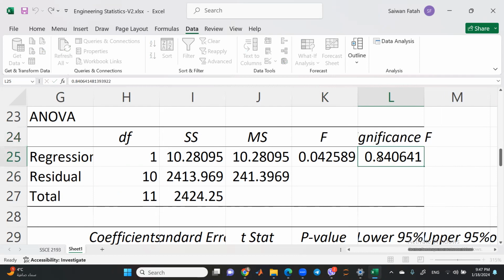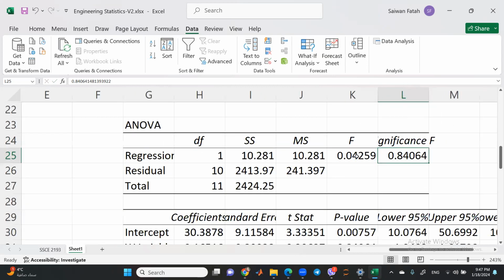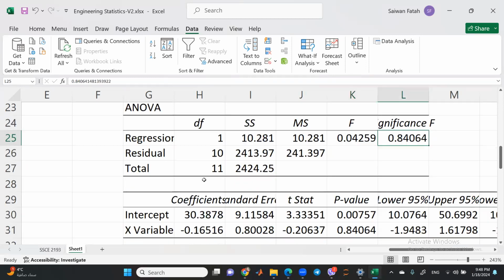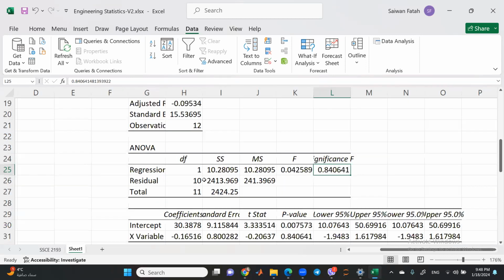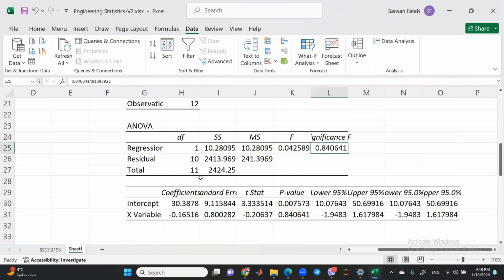This is significance F. Now, we say if the F test is greater than significance, we reject H naught. But if it's less than significance, we are unable to reject H naught. That's how to analyze this data here.